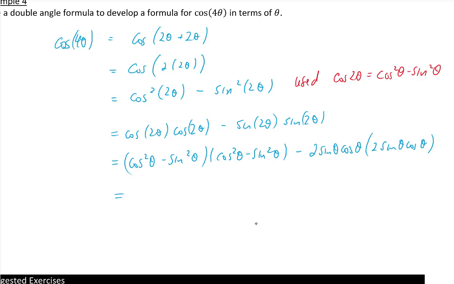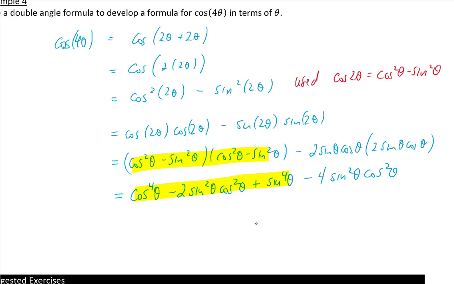Okay, let's expand. If I expand the two brackets, I get cos to the 4 theta minus 2 sine squared theta cos squared theta. And again, you'll need to expand to see that. And negative sine squared times negative sine squared is sine to the 4 theta. And then if I expand everything on the right side, I get 4 sine squared theta cos squared theta. Okay, so this is all equal to this, and this is equal to this.